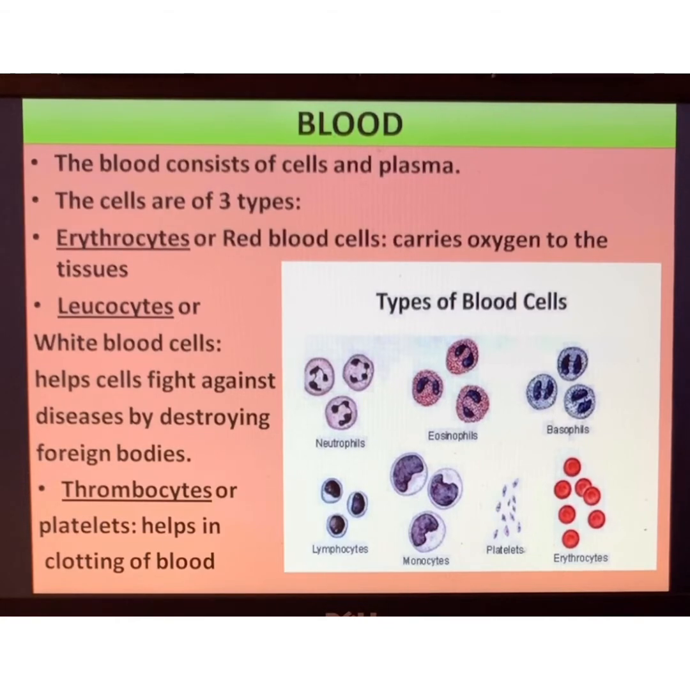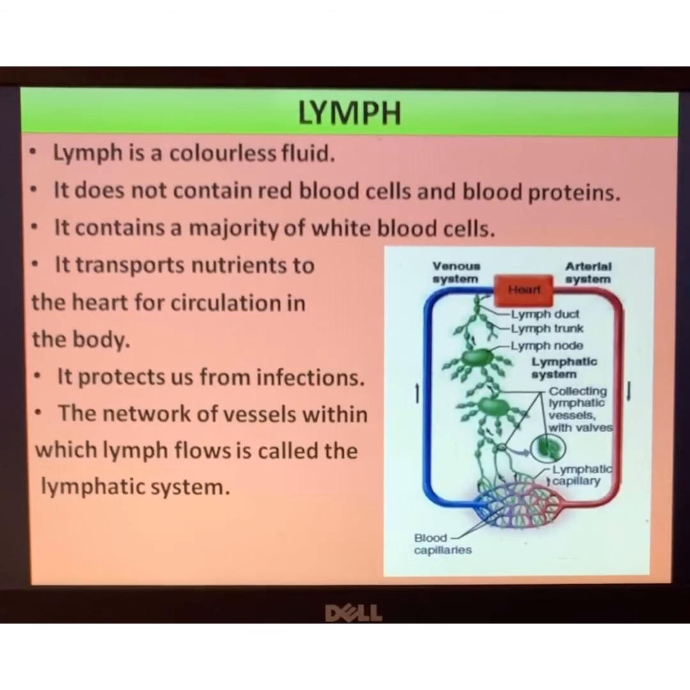RBCs are the highest in number, followed by the thrombocytes, and the least are the white blood cells, which are a little bigger in size. Is that clear? The next tissue, your fluid connective tissue, is lymph.